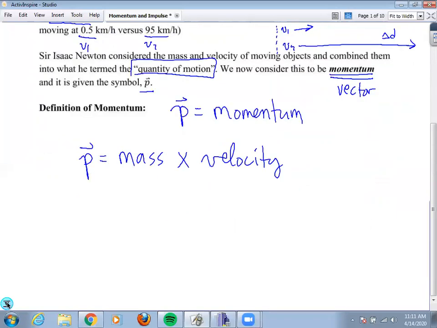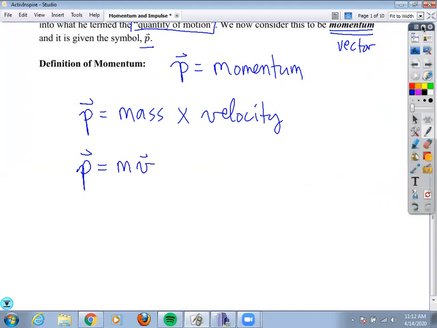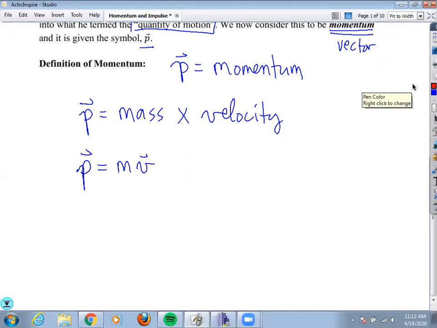Put this into an equation form. p, momentum, vector, equals m times v. p equals mv, and that is our definition of momentum.